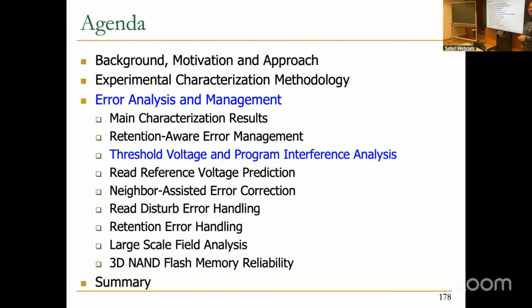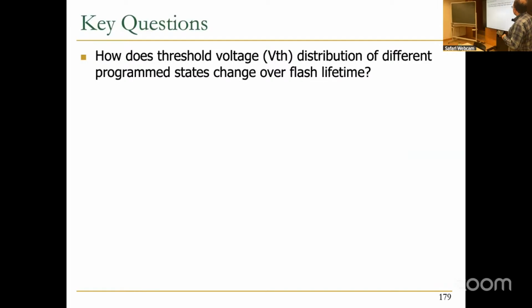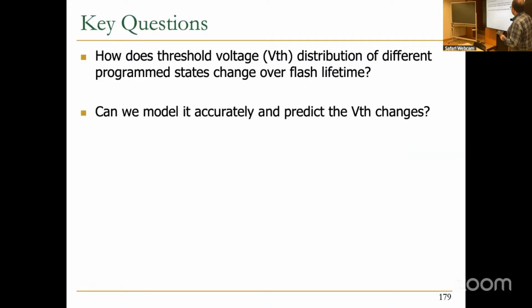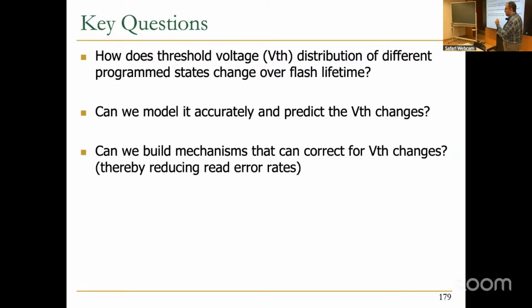Any question? Okay. So now let's look into threshold voltage and program interference analysis. There are some key questions we want to ask, like how does the threshold voltage distribution of different program states change over flash lifetime? And can we model it accurately and predict the VTH change? If you have a model that tells you what my threshold voltage is going to be after some time, after a number of PE cycles, then you can use that model to get to the optimal reference voltage that you need to access your flash memory.